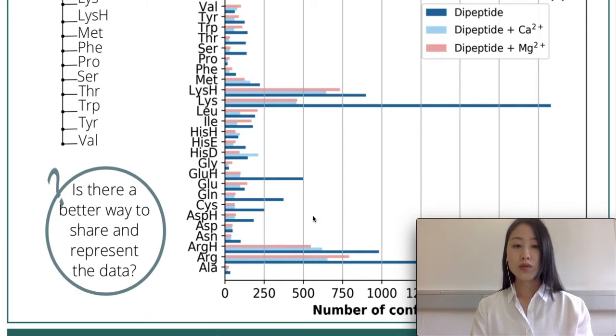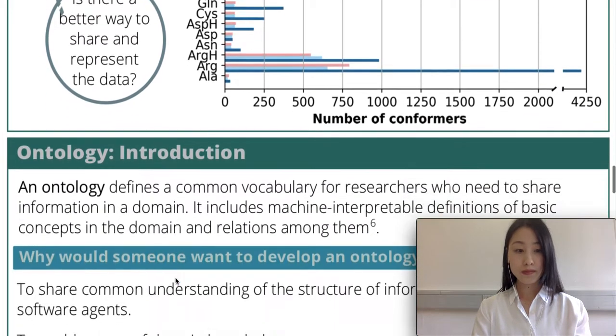Making the data usable and accessible, possibly even to experts from other domains of science, is a challenge in itself. We can share the data with folders and files, but human intervention has to be involved. So is there a better way to share and represent the data?